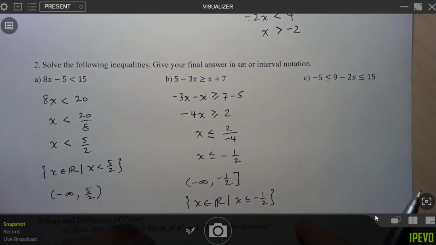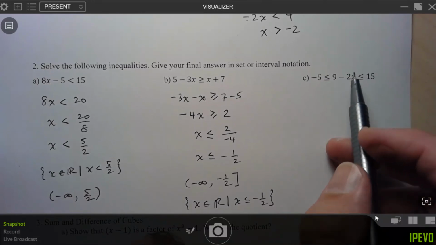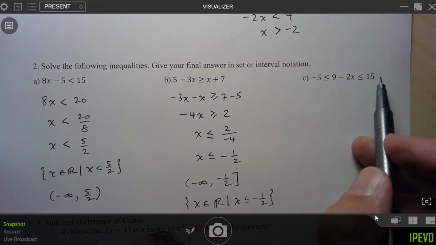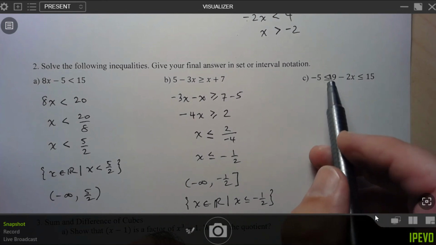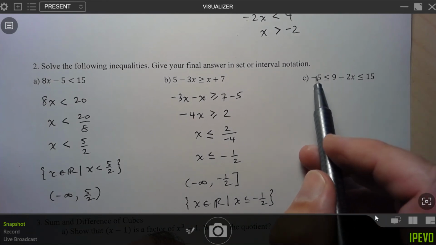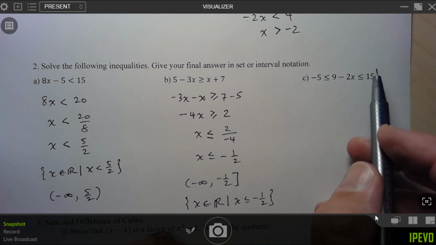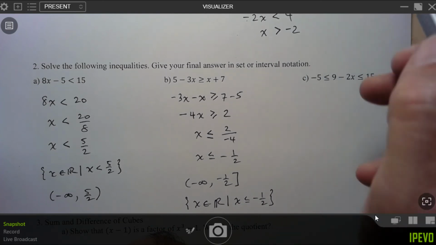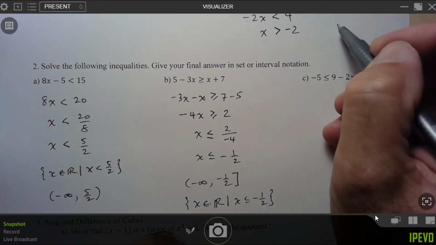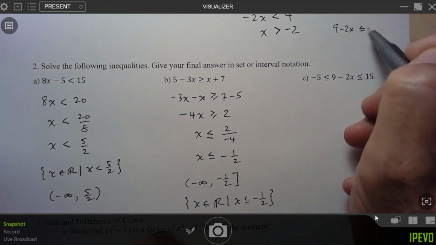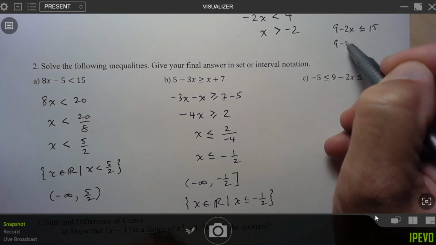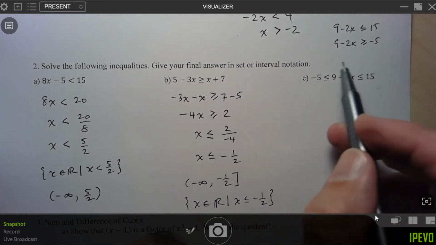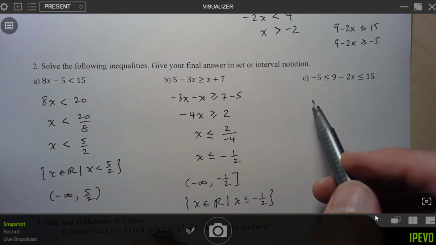Okay. Now this is an interesting one because here, 9 minus 2x doesn't just have to be less than or equal to 15, or greater than or equal to negative 5, it has to satisfy both of these conditions. And notice how we took those two inequalities, 9 minus 2x less than or equal to 15 and 9 minus 2x greater than or equal to negative 5, and we combined them to write a single inequality.